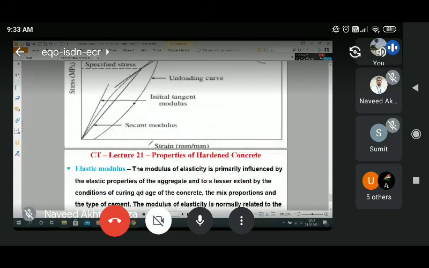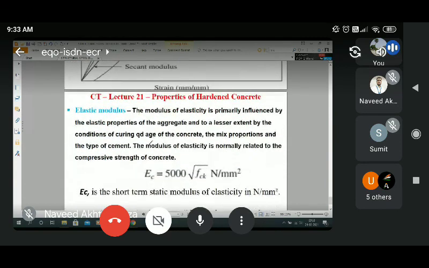This figure we have already discussed. Then you can see the modulus of elasticity is primarily influenced by the elastic properties of aggregate, and to a lesser extent by the condition of curing, age of concrete, the mix proportions, and the type of cement. The modulus of elasticity is normally related to the compressive strength of concrete. That relation you have seen already.